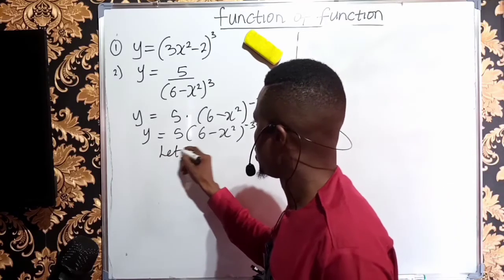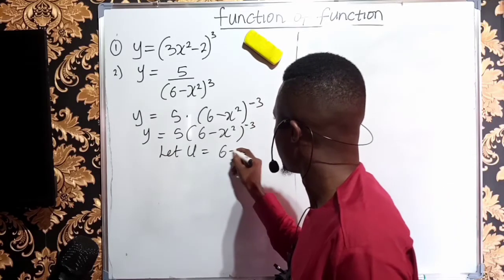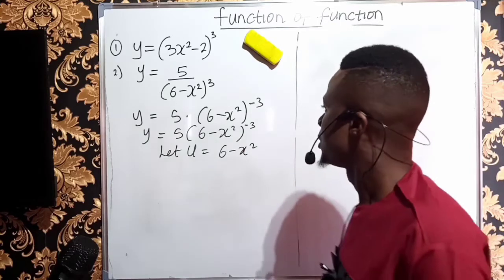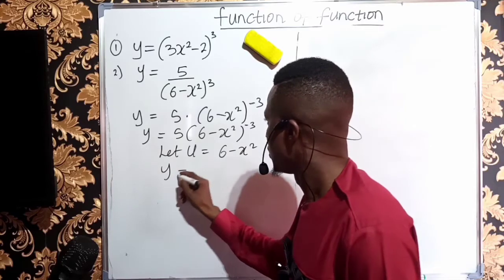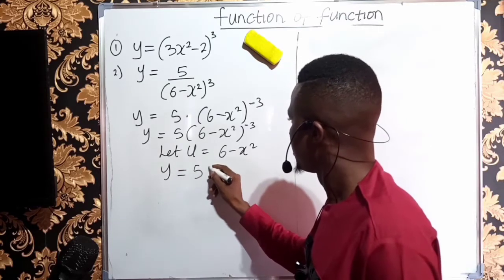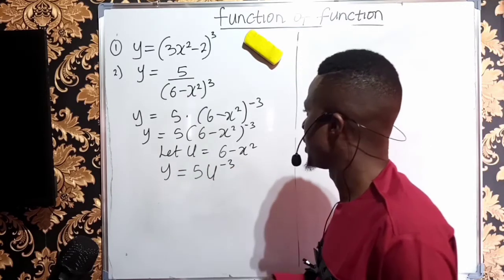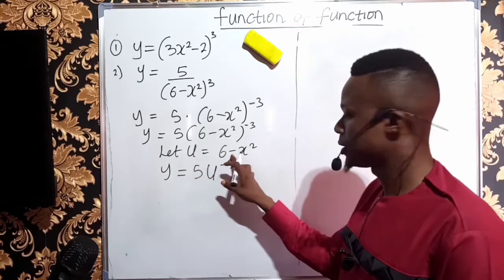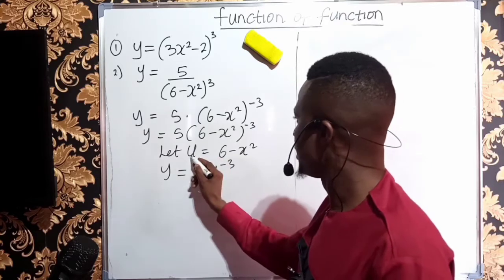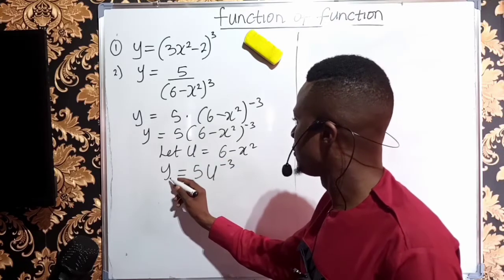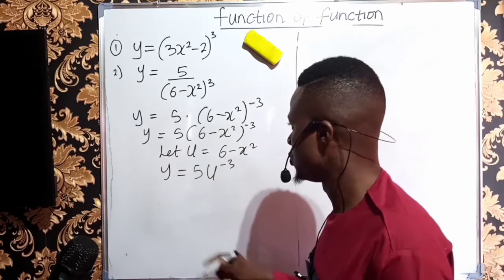So let u be equal to 6 minus x squared. If u is 6 minus x squared, we shall have that y will now be 5u to the power of minus 3, because u is now 6 minus x squared. Now let us find du/dx and also find dy/du.